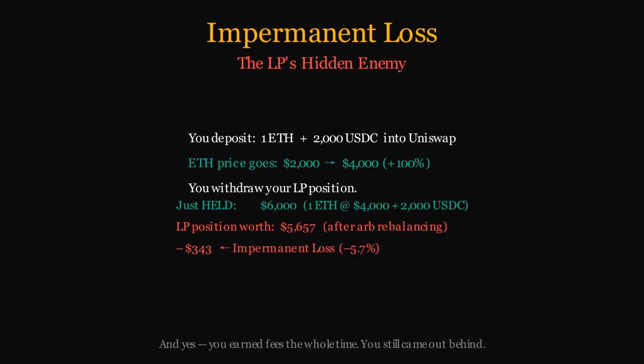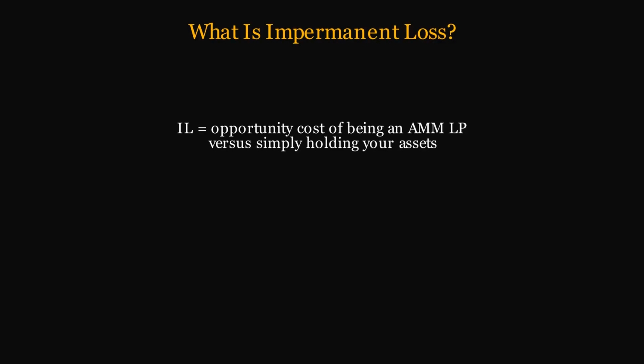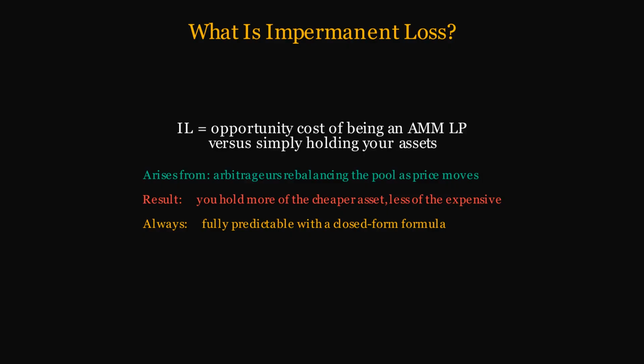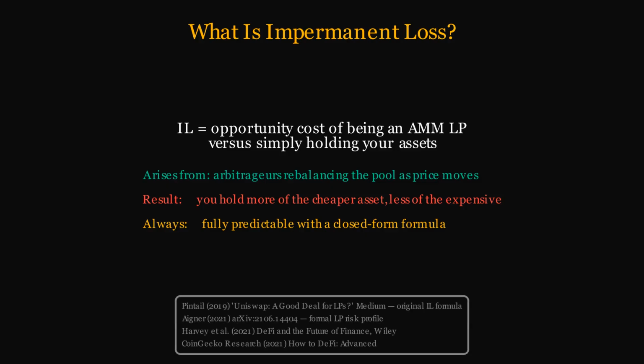This is impermanent loss, the DeFi concept that trips up every LP who does not understand the math. Welcome to Quantify. Impermanent loss, or IL, is the opportunity cost of being an AMM liquidity provider versus simply holding your assets. It arises mechanically from how arbitrageurs rebalance the pool as prices move. You end up holding more of the cheaper asset and less of the expensive one, exactly the wrong position. The good news: IL is entirely predictable with a closed-form formula, first derived by Pintail in January 2019 and later formalized in peer-reviewed academic work.